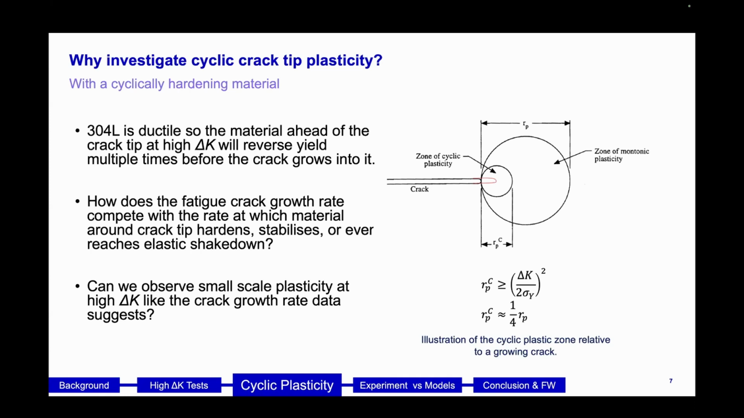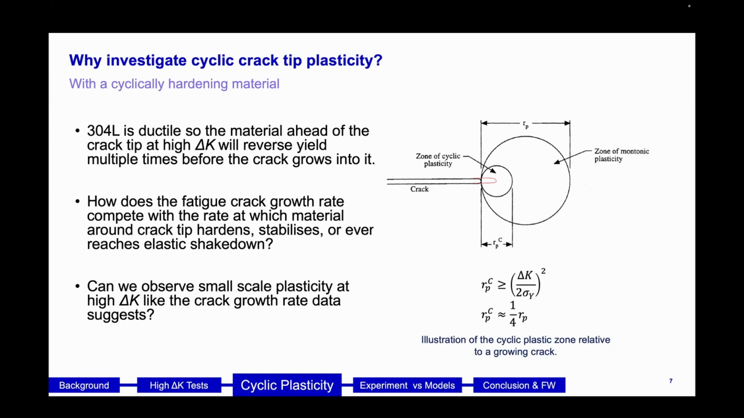we expect to have reverse yielding at the crack tip. So there will be an area at the crack tip that actually yields at each cycle compressively, and gets a chance to cyclically harden. And we're even considering how close it might get to elastic shakedown, which may even restore conditions that allow for a K factor.